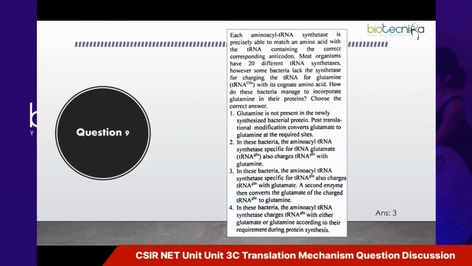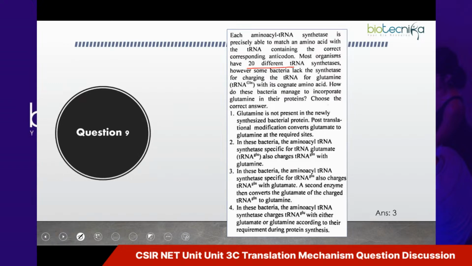Okay, next question. Each aminoacyl tRNA synthetase is precisely able to match an amino acid with the tRNA containing the correct corresponding anticodon. Most organisms have 20 different tRNA synthetases. However, some bacteria lack the synthetase for charging the tRNA for glutamine with its cognate amino acid. How do these bacteria manage to incorporate glutamine in their proteins? Choose the correct answer. So here the answer will be option 3.